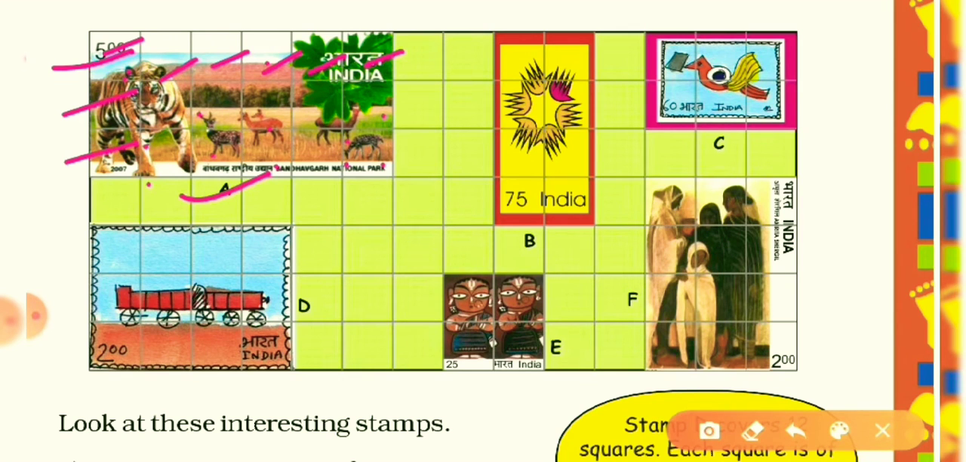So multiply 6 with 3. You will get 6 times 3 is 18. So we can say that stamp A is covering 18 squares. Clear? Now come to stamp B. In the same way you will find the number of squares for stamp B. Count vertically first: 1, 2, 3 and 4, and now count horizontally: 1 and 2. So 4 times 2 is 8. So stamp B is covering only 8 squares.